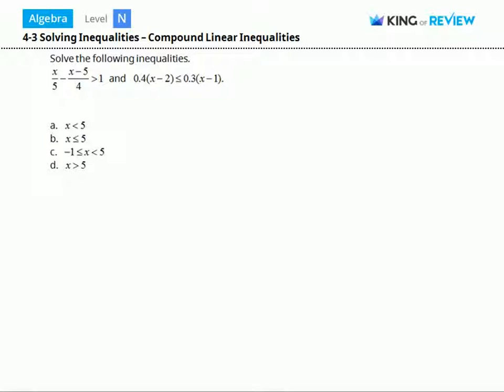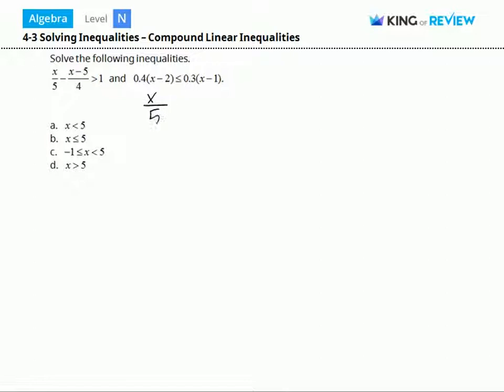Solve the following inequalities. x over 5 minus (x minus 5) over 4 is greater than 1, and 0.4 times (x minus 2) is less than or equal to 0.3 times (x minus 1). Let's start by solving the first inequality.